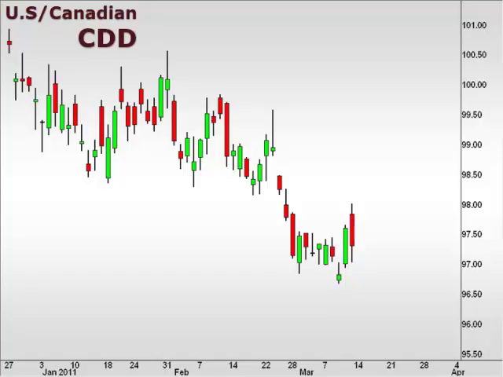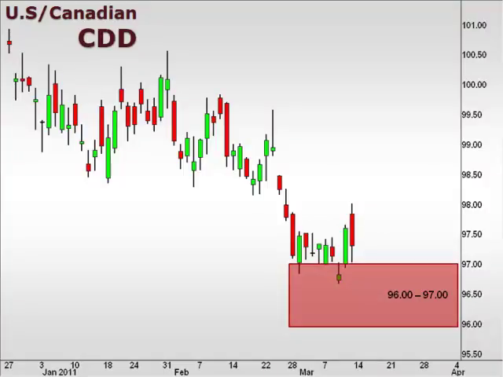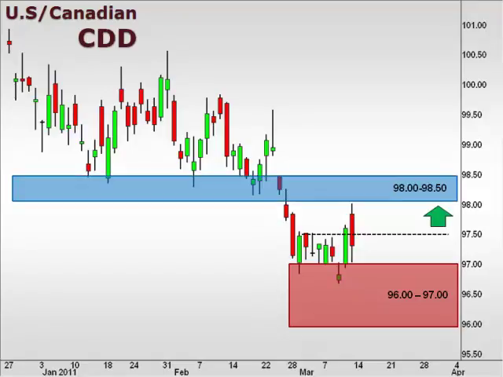Next up, the CDD, the U.S. versus the Canadian dollar. Well, the CDD continues to hold above the 96 level, suggesting a solid support at this focal zone. However, after a quick test of 98 as resistance and a failure to hold above 97.5, we are open to the possibility of a test of the lows from last week. A break and a close above 97.5 should lend credibility to a move higher.